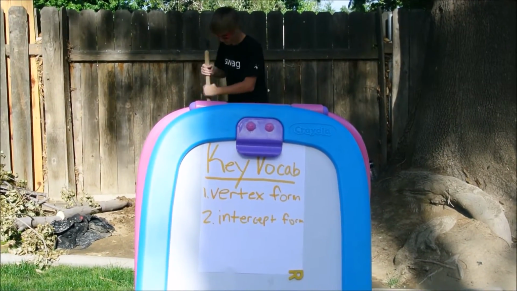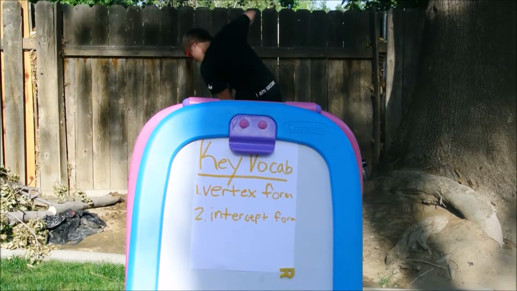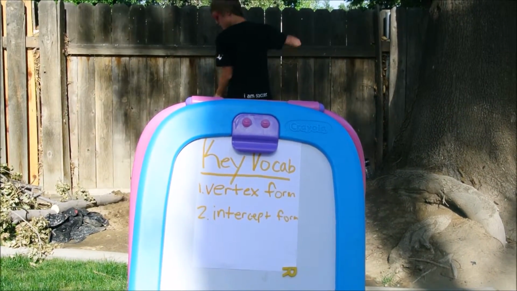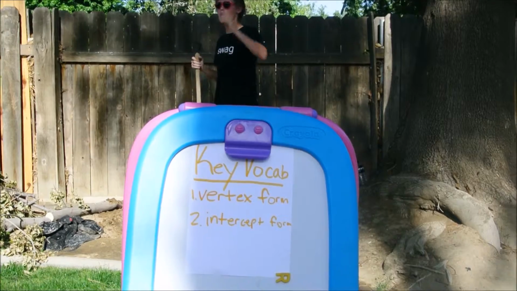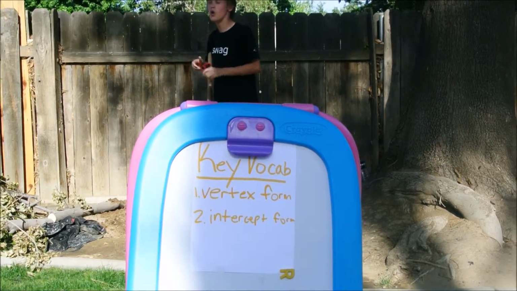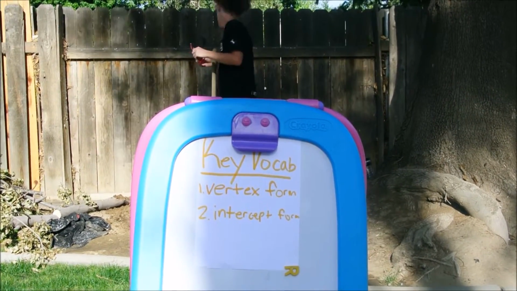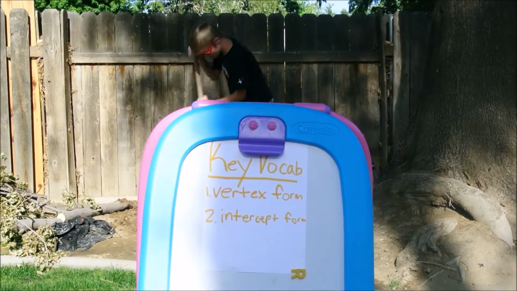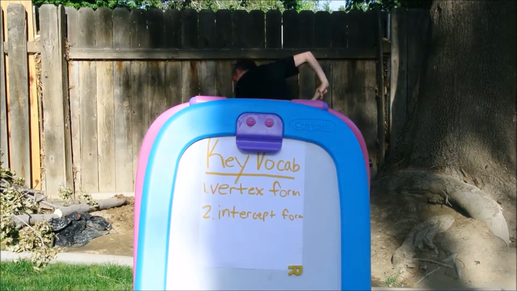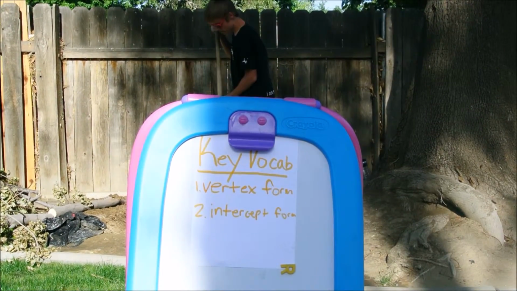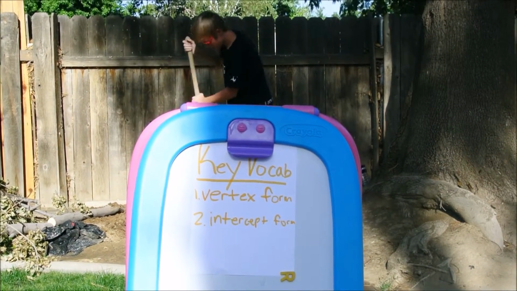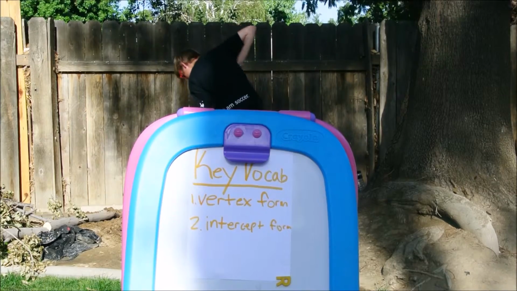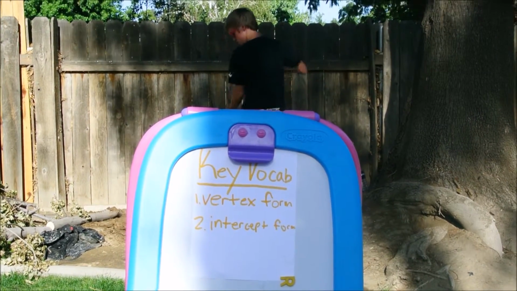Vertex form. Another useful form of a quadratic function is the vertex form: y equals a(x minus h) squared plus k. 2. Intercept form. If the graph of a quadratic function has at least one x-intercept, then the function can be represented in intercept form: y equals a(x minus p)(x minus q).